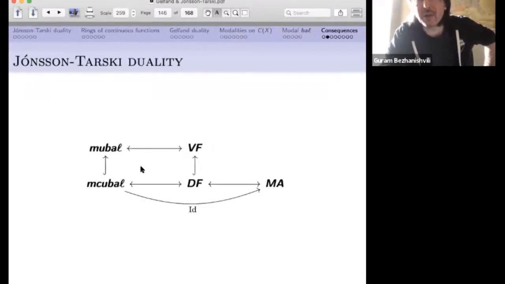Now, in a similar fashion, you can get the Jonsson-Tarski duality, right? Because now you take the previous picture and you add modal BALs everywhere. Instead of U-BAL, here you get modal U-BAL, and instead of CU-BAL, here you get modal CU-BAL. Then here, instead of compact Hausdorff, you get Vietoris frames, and here, instead of Stone, you get descriptive frames. And then these modal algebras you can recover as idempotents of the modal clean U-BALs. And so Jonsson-Tarski follows.